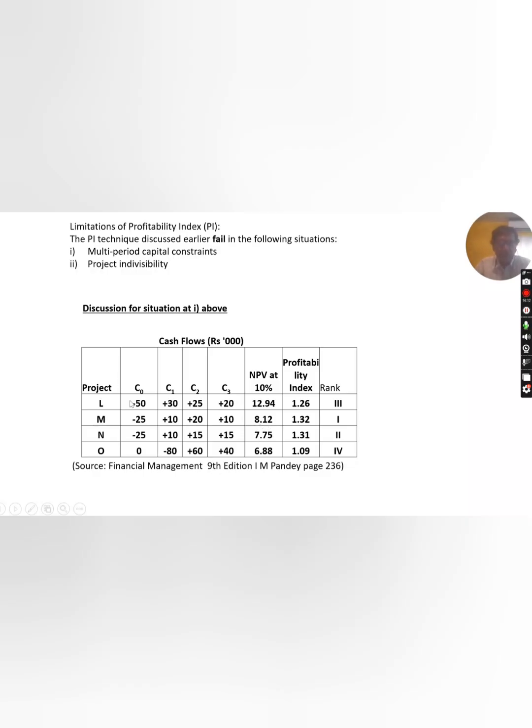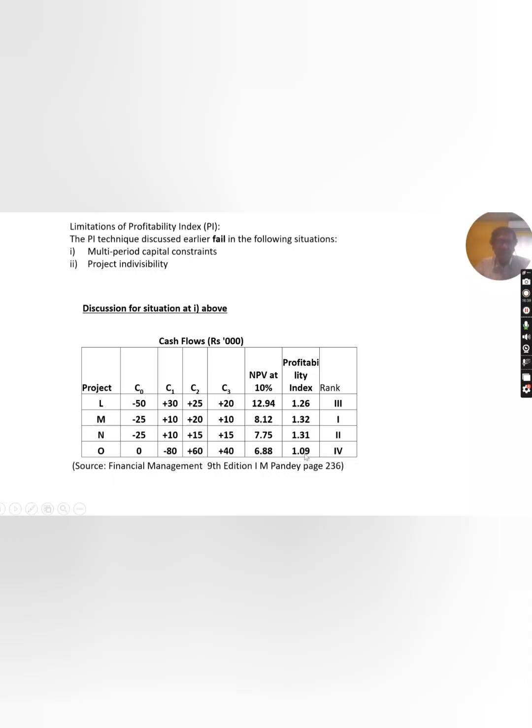You could also invest in this project L, because 50,000 fund is available. Then what will be your outcome? 12.94. But this option is good. This option is better. That's why you will not select L if we consider ranking as per PI.